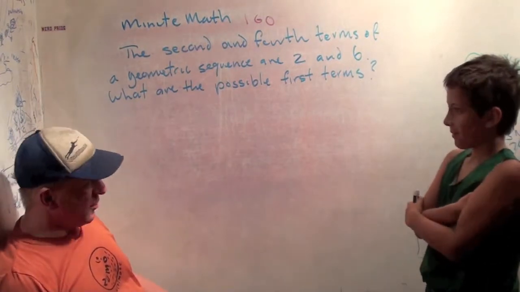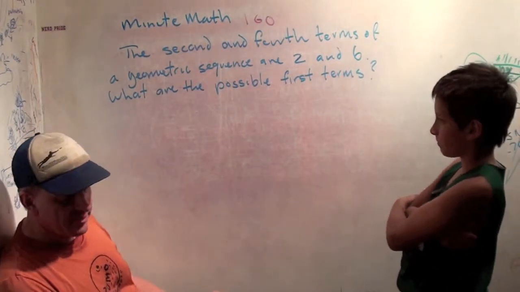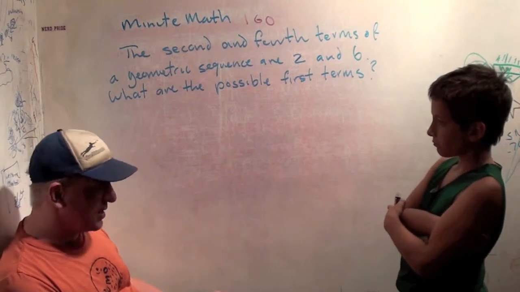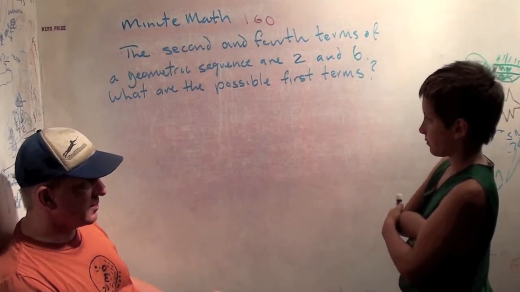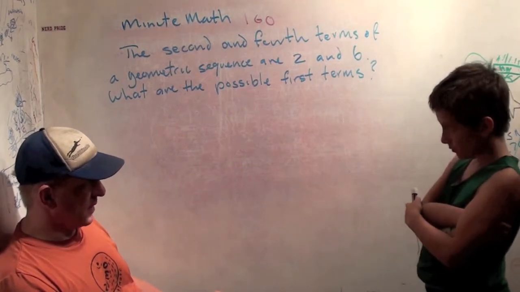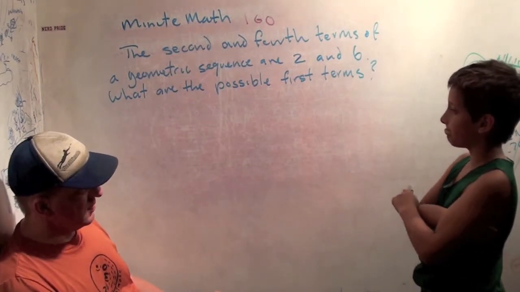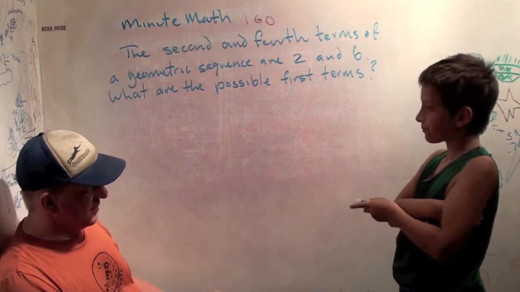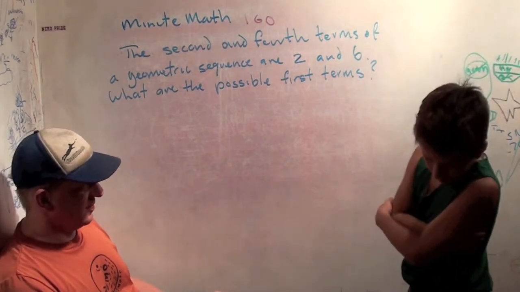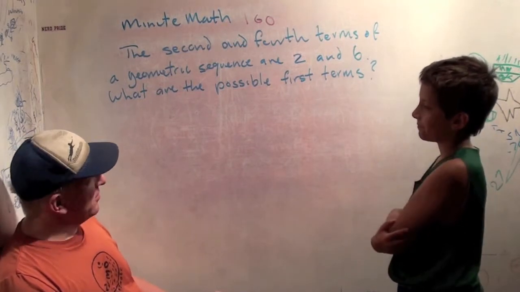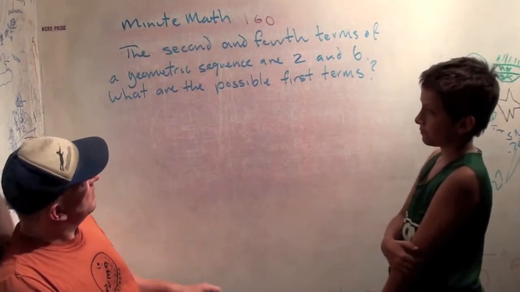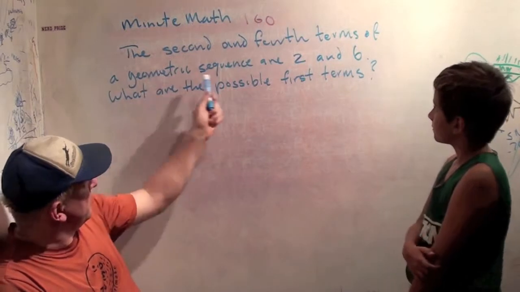Good evening. So today we have a problem from the Mathematical Association of America's Minute Math page, and it's from, I think, the 2003 AMC 12. And only 11% of the people got this right. And you've never seen this before, so I think you're going to have a hard time doing it. Probably. But we're just going to talk about it because it's a neat problem. The second and fourth terms of a geometric sequence.